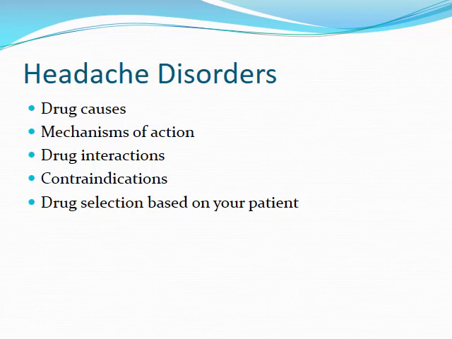Then be aware of your contraindications, especially with some of these causing a lot of vasoconstriction. That can be a big problem if they have chronic angina and things like that. And then obviously, again, drug selection based on your patient. What's going to be best for them? Are they pregnant? Which medications can they receive? Which ones shouldn't they receive? Those are all going to be really important things to note.